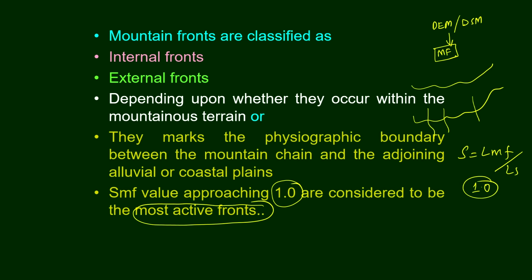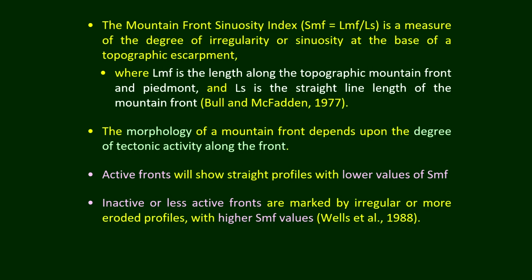That will depend on whether the fronts are less dissected, which will yield less sinuosity in that front. The mountain front sinuosity index, LMF by LS, is a measure of the degree of irregularity of sinuosity at the base of the topographic escarpment, where LMF is the length along the topographic mountain front at the Piedmont, and LS is the straight line length. This we have already discussed.